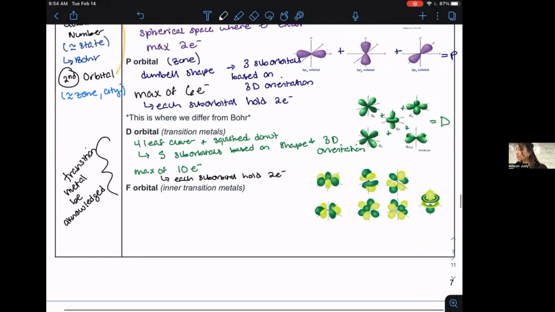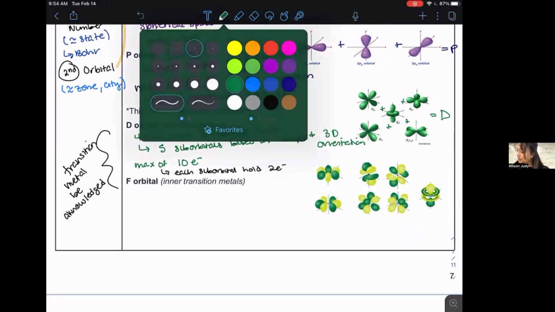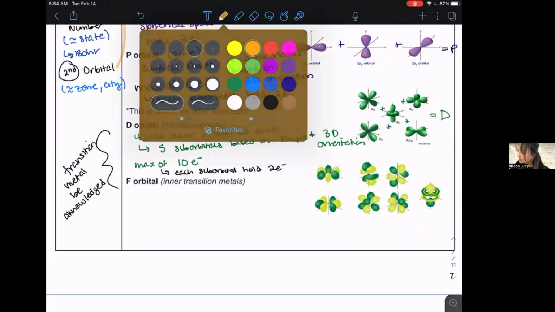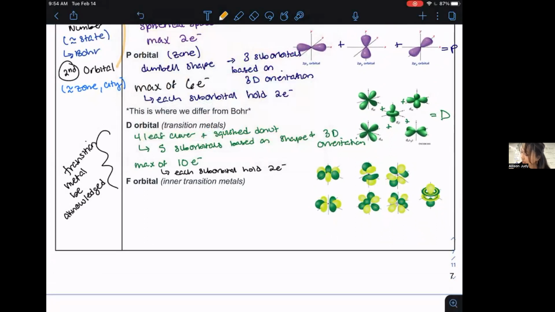Okay, F block. This is an even weirder one. I don't even know how to describe this one. I call it the "don't F with it" block, because one, it's where all your nuclear stuff is. A majority of your nuclear chemicals exist in the F block. And I'm not even going to try to describe the shape. It's just weird. But what we do know is it has 7 suborbitals that make it up.